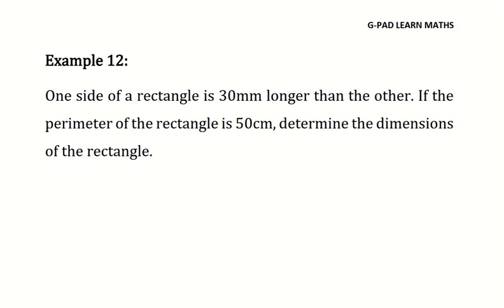This is example 12, and we're still talking about word problems, solving word problems. So in this example, it reads, one side of a rectangle is 30 millimeter longer than the other. If the perimeter of the rectangle is 50 centimeter, determine the dimensions of the rectangle.